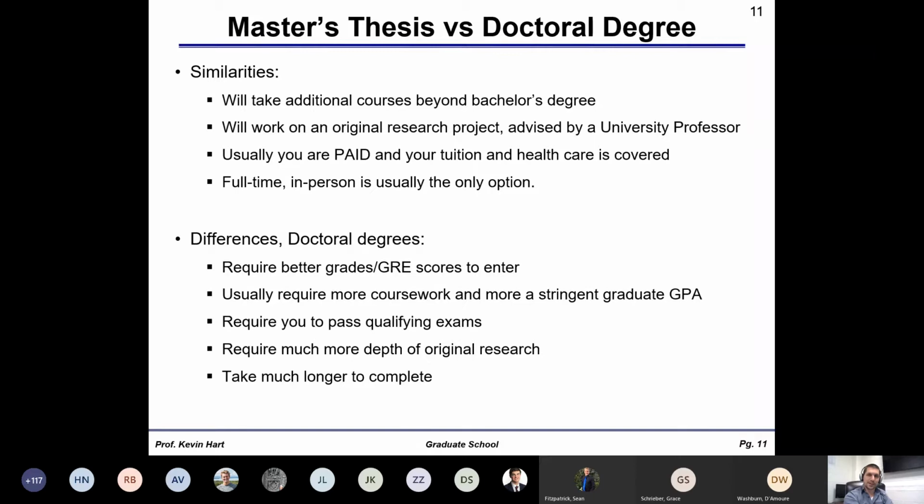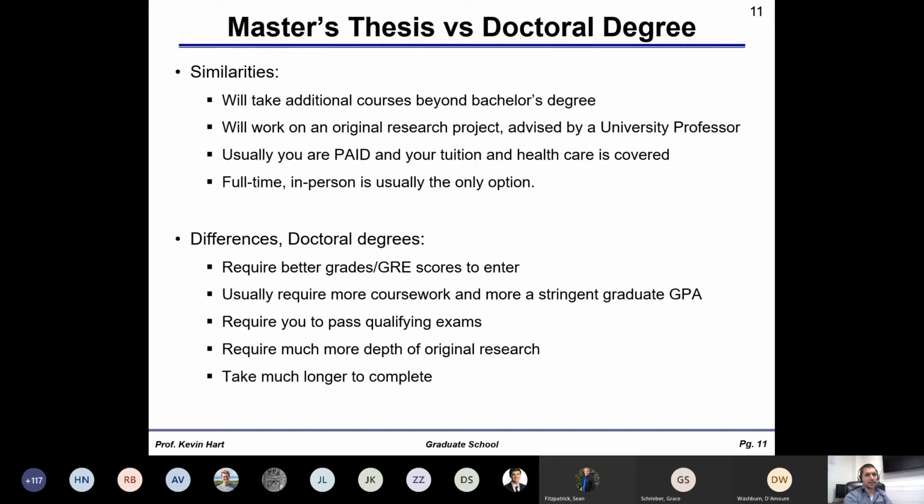Full-time in-person is usually the only way, all right? The differences between the doctoral and the master's thesis, obviously, the timing aspect usually takes about 6 years for the doctoral degree, but you usually have to have higher grades and better GRE scores to get into a doctoral program. You're going to have more courses if you take a doctoral degree, and it'll be a higher GPA requirement.